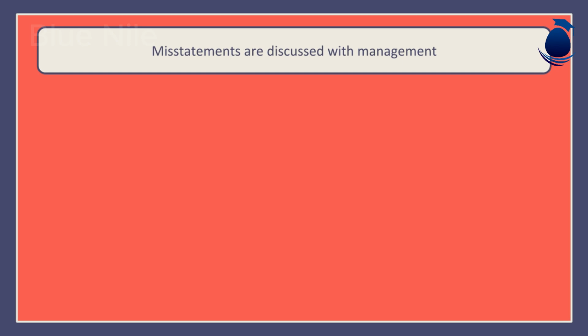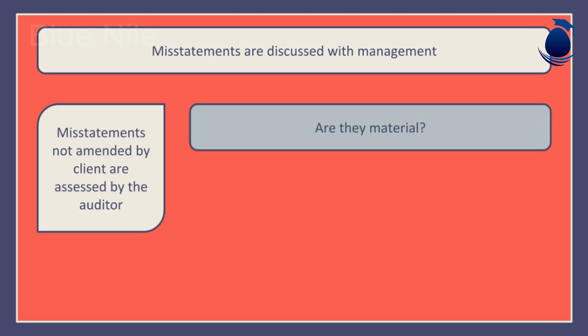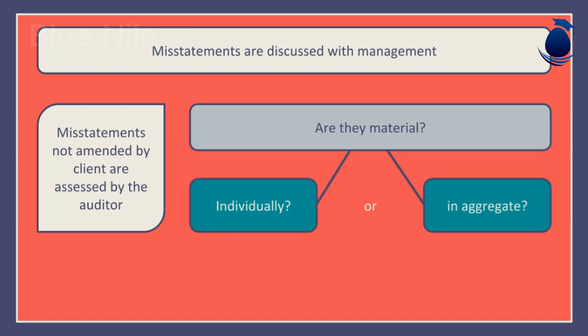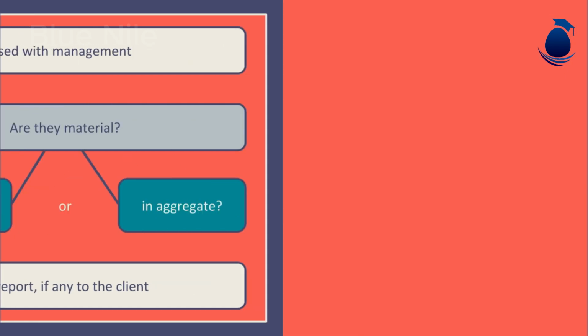All misstatements identified, with the exception of very small ones, are discussed with the client for amendment. If any are not amended by the client, the auditor must assess whether the remaining errors are material to the users. This should be reviewed individually and in aggregate. The auditors should then explain the impact, if any, on the audit report and obtain written representations to confirm the uncorrected errors are immaterial, as well as the overall review and the evaluation of misstatements.